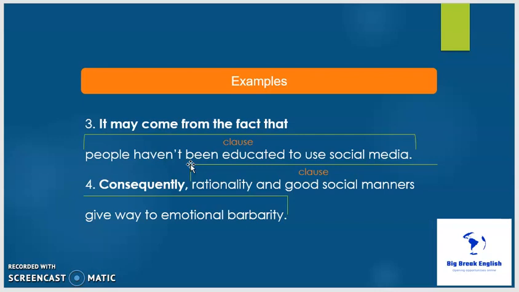And the fourth and final example for today, consequently, and then the clause, rationality and good social manners give way to emotional barbarity.